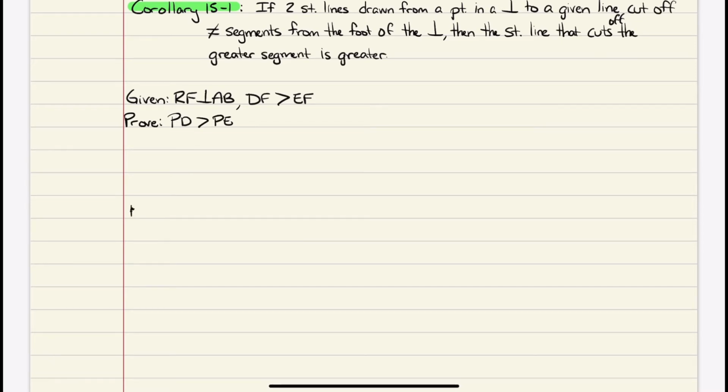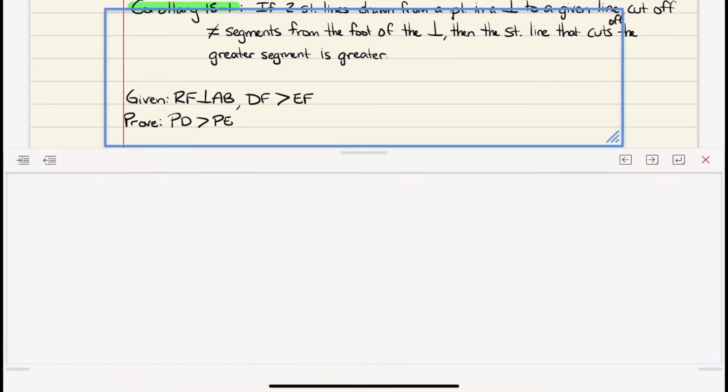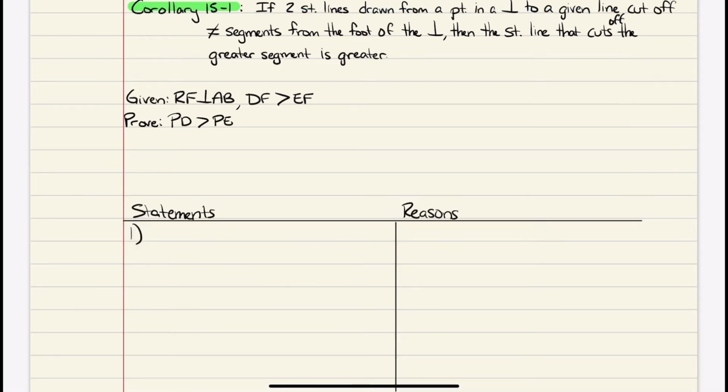And so let's get our proof all set up. I'm going to say statements over here, excuse the quick handwriting here, and I'm going to say reasons over here. Let's draw some straight lines and get this theorem started. Number 1 on the reasons is always going to be given. We have our given stated up here on the top already, so let's write that down. RF is perpendicular to AB, and DF is greater than EF.